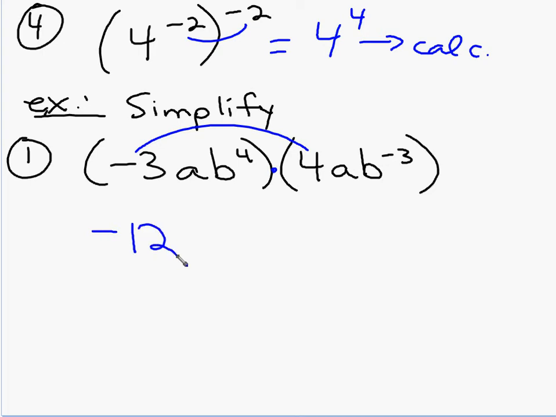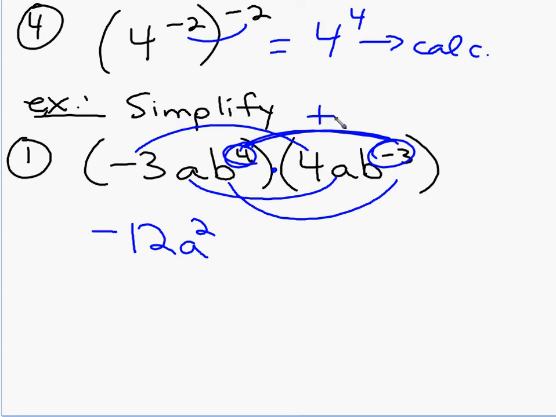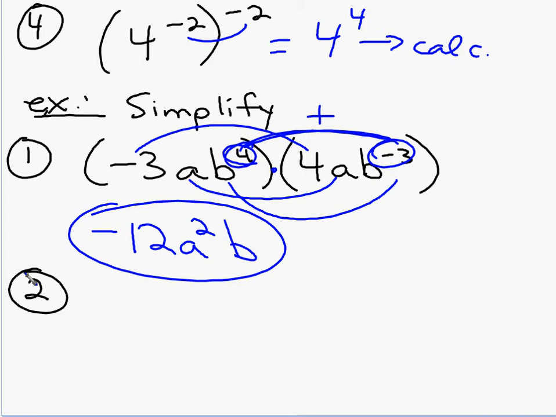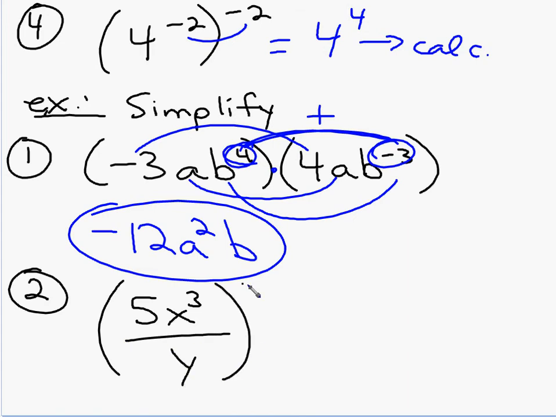Okay? Now what I've got is an A times an A, which is just A squared. Okay, that's easy. And then I have B to the fourth times B to the negative third. I'm going to add those exponents. So this will be B to the first power, or just B. All right. Let's do another one of these. 5x cubed over y all to the second power.